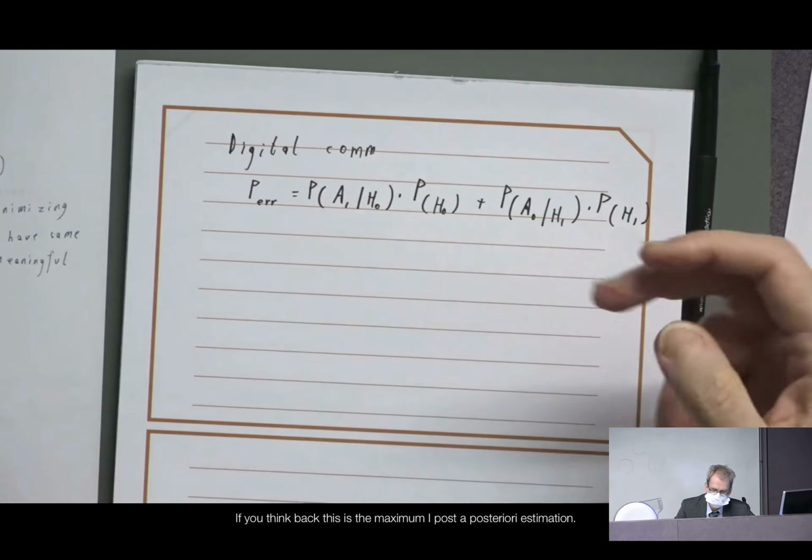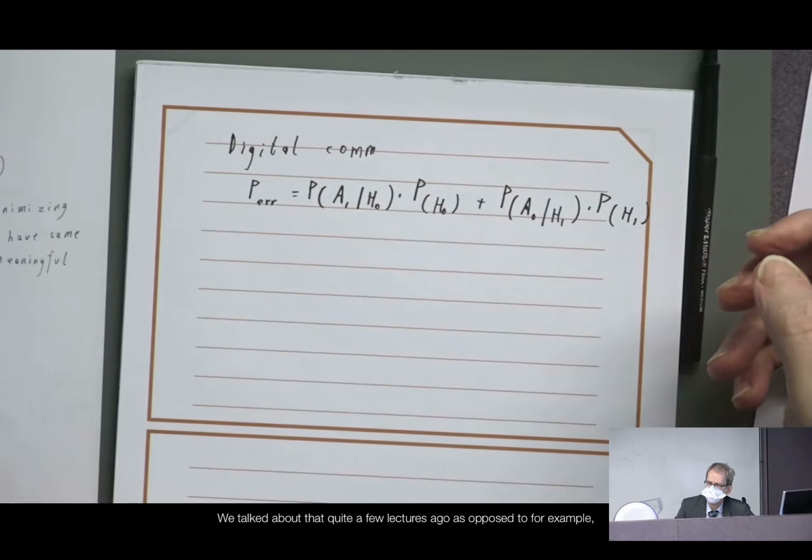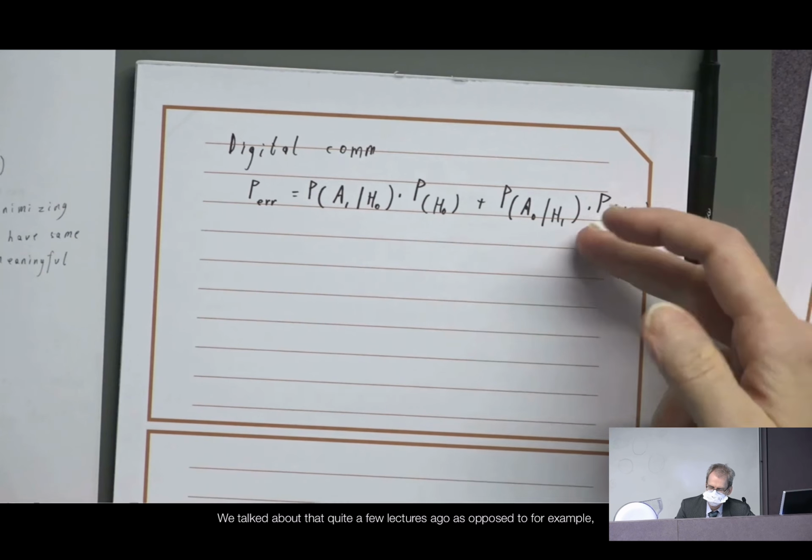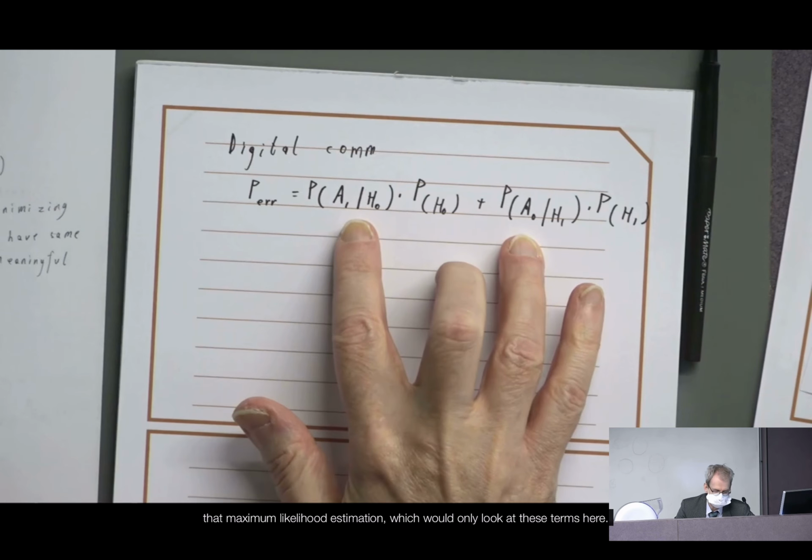If you think back, this is the maximum a posteriori estimation. We talked about that quite a few lectures ago, as opposed to, for example, a maximum likelihood estimation, which would only look at these terms here.